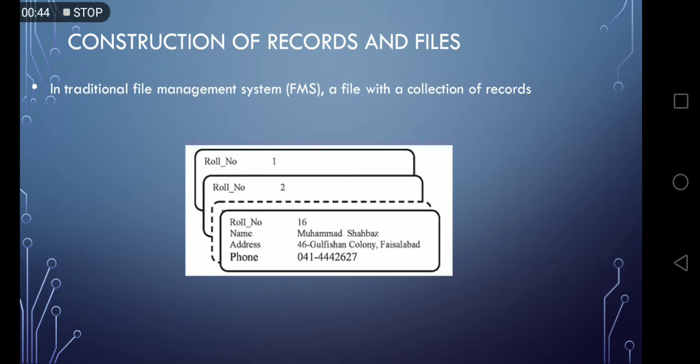A file is also known as dataset. Files are stored on different storage media like hard disk, USB flash drive, optical disk. A file must have a meaningful name. For example, if records of students are stored in a file, then its name should be student.file extension.